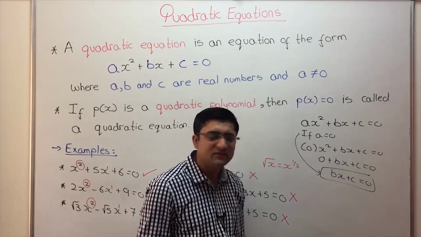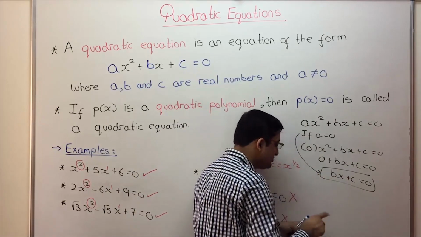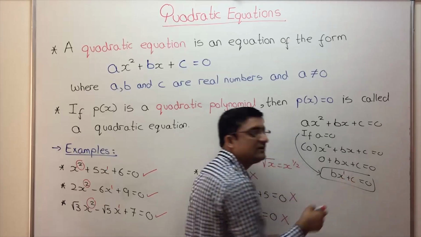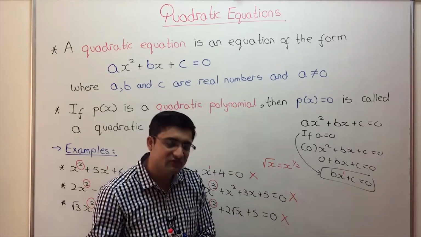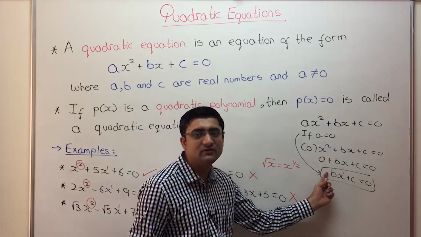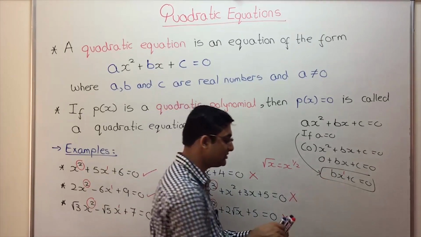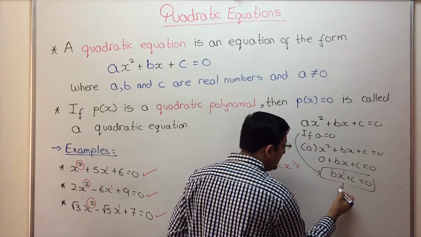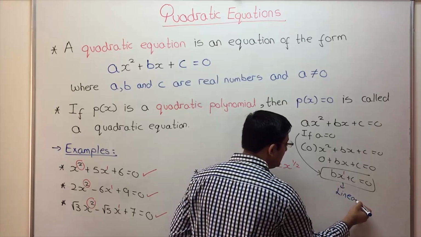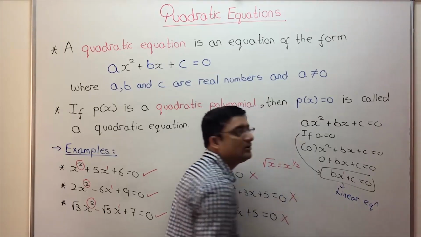What is the highest power of x over here? Power of x over here is 1. I repeat, power of x over here is 1. For a quadratic equation, what should be the highest power of x? Very good, 2. So is the power of x 2 over here? No. So it will become a linear equation. That means if a, that is coefficient of x square, becomes 0, we'll get a linear equation, right? Hence, a cannot be equal to 0.